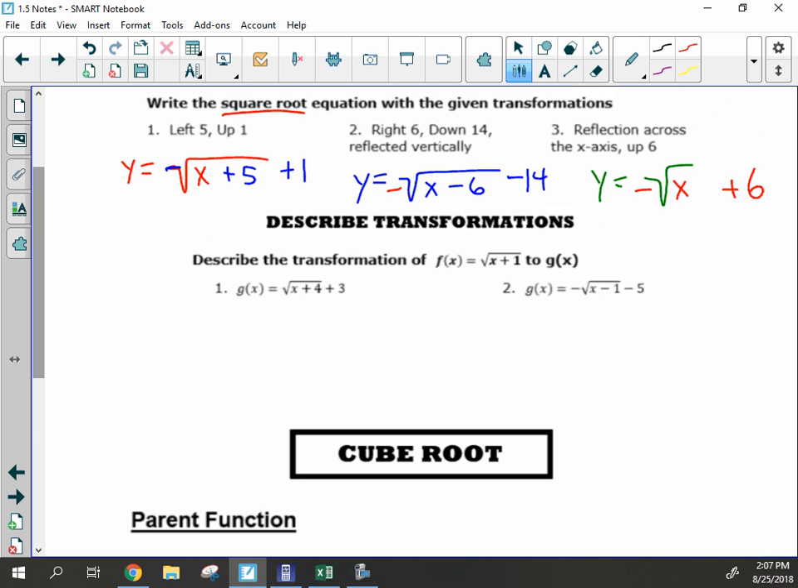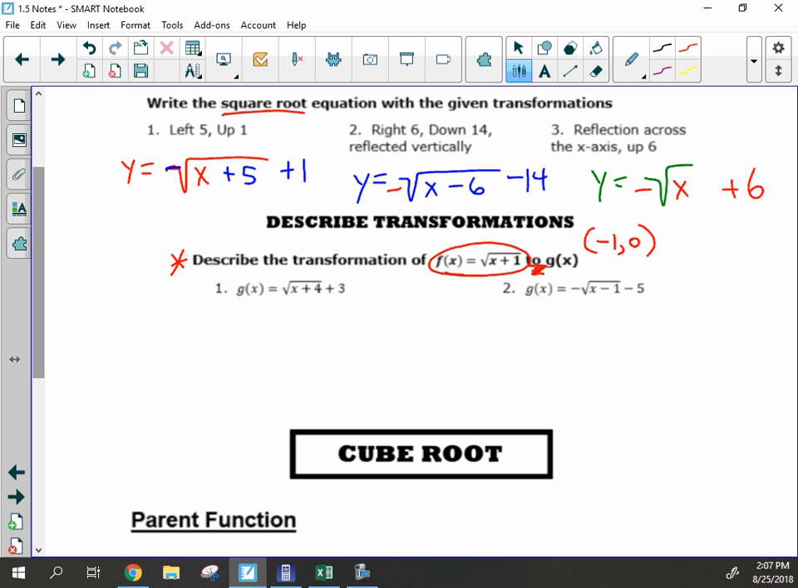I'll do the second one. The original is this one right here. It has a starting point at -1, 0. Why is it 0? Because over here at the end, there's no number, so that's a 0. What we need to do is take a look at the new starting point for this graph so that we can decide how it's moving. If I put a -1 on the inside, that takes it to +1. If I put a -5 on the outside, now it's at -5.